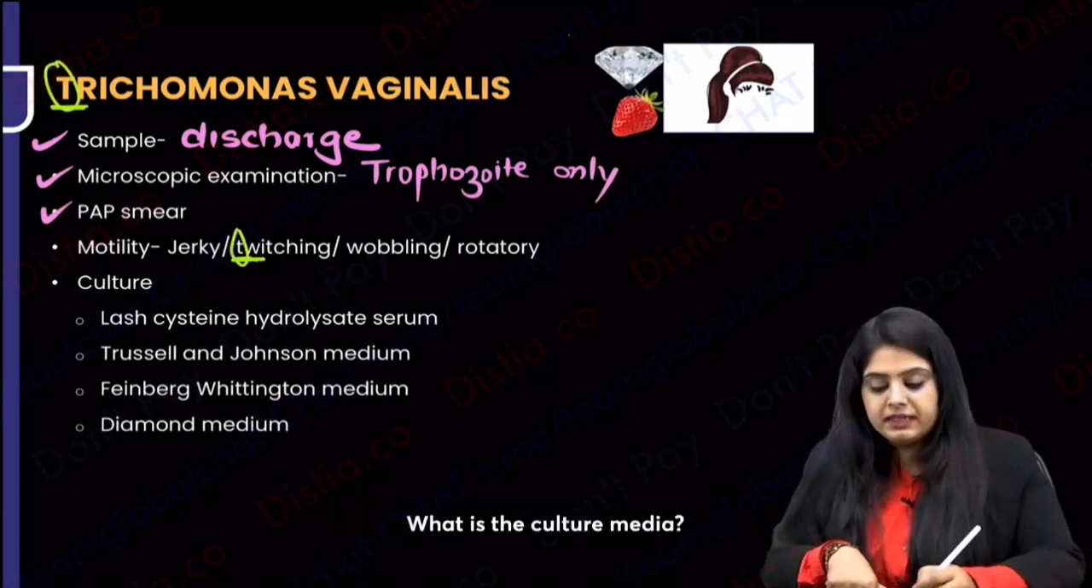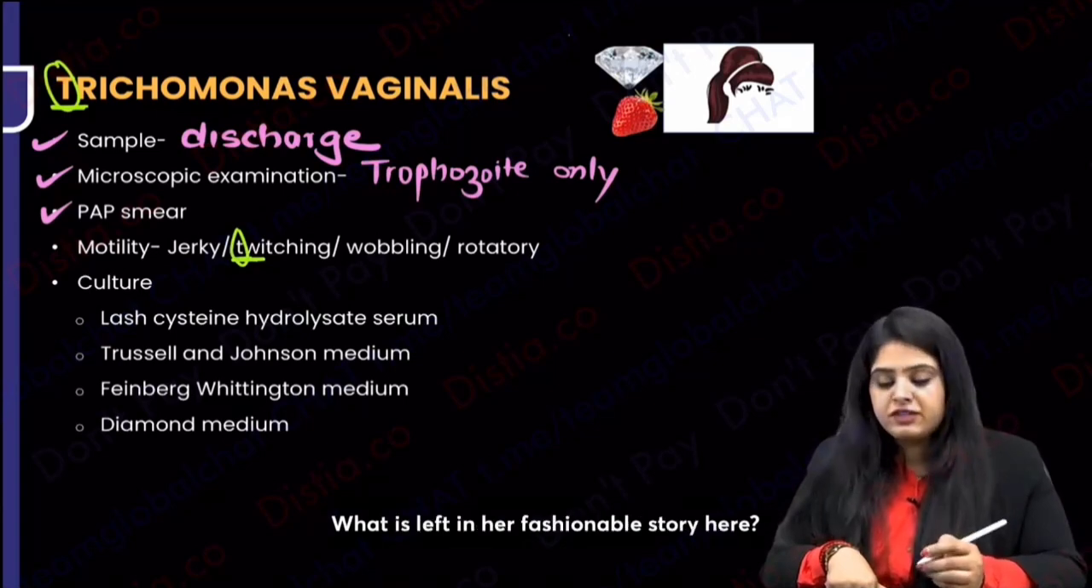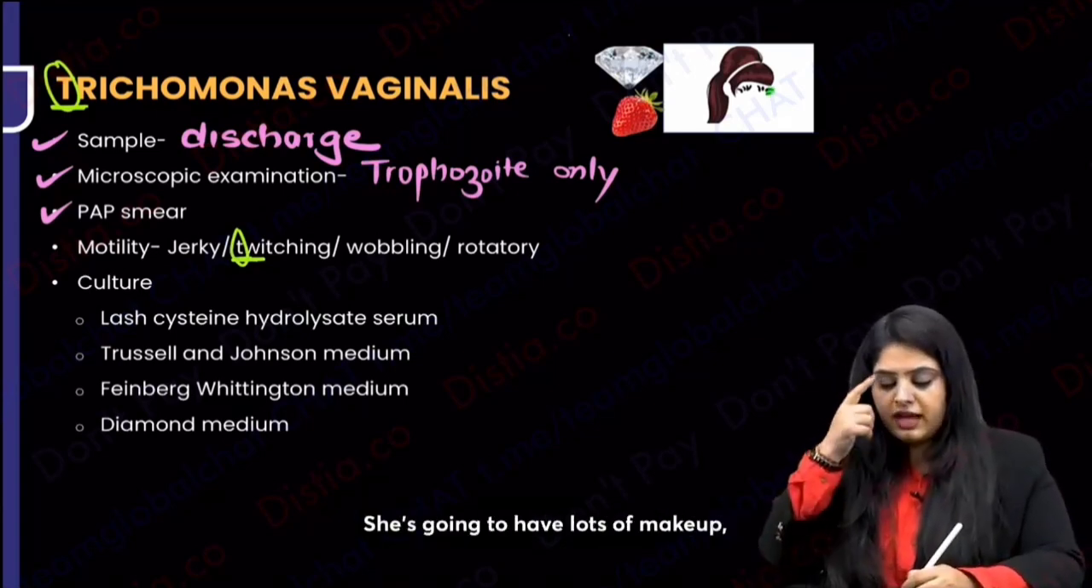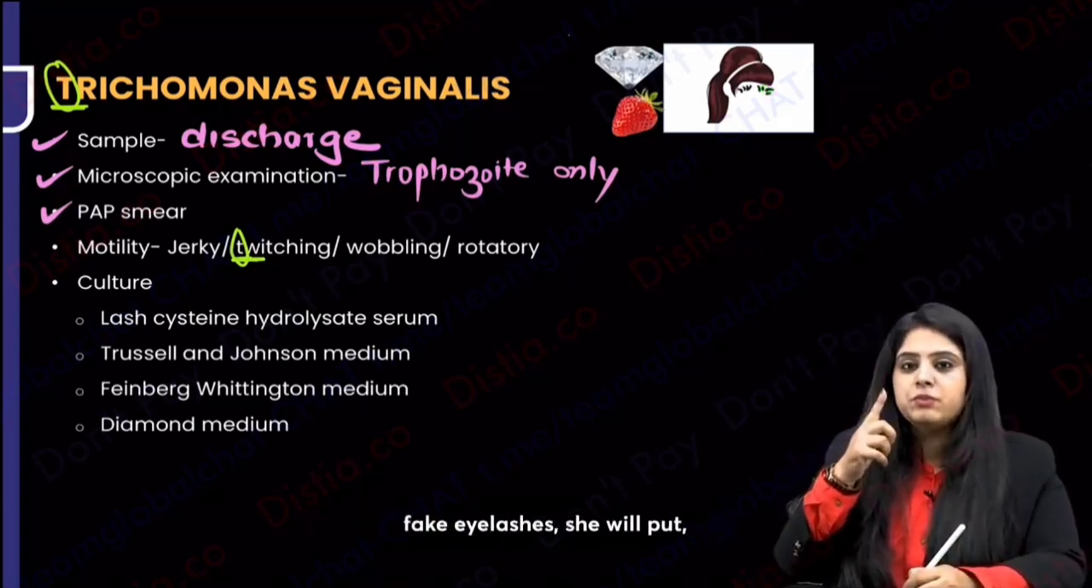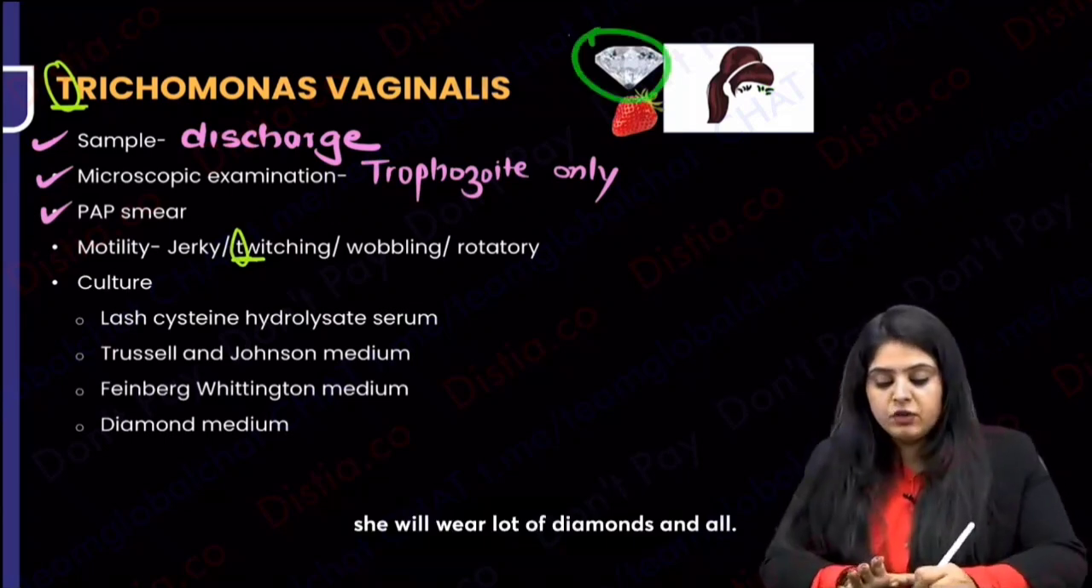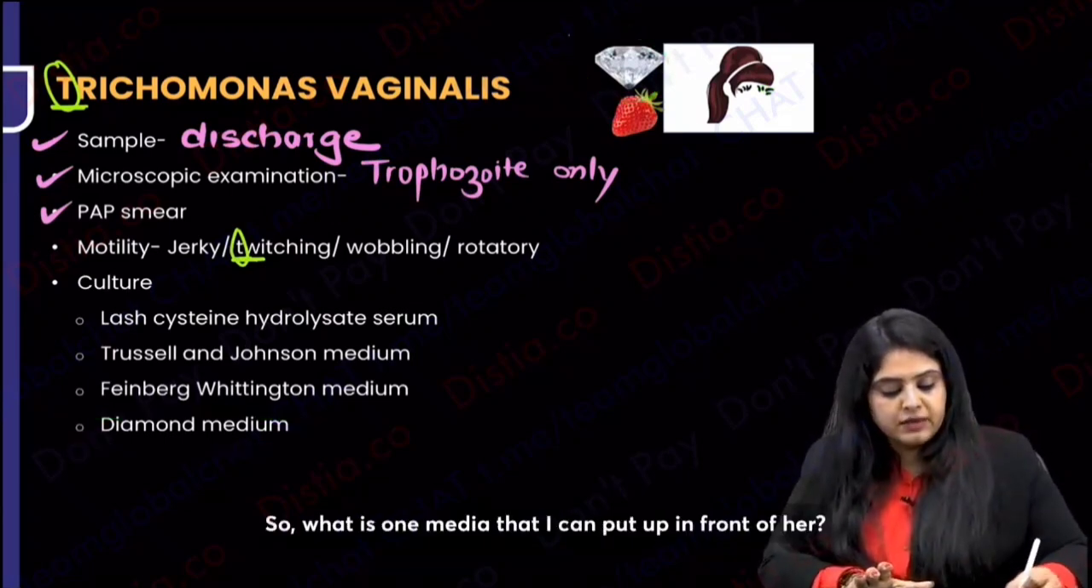What is the culture media? What all can you see? She is fashionable. She's going to have lots of makeup, and she will put on fake eyelashes. She will wear a lot of diamonds and all, right? So what is one media that I can put up in front of her?